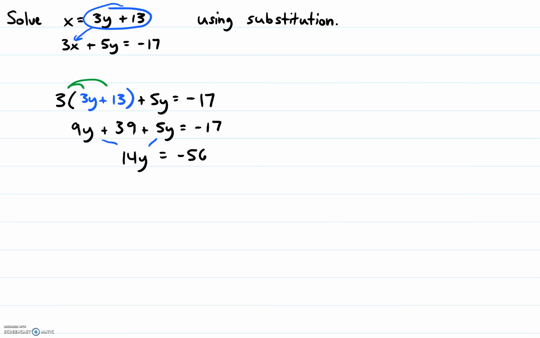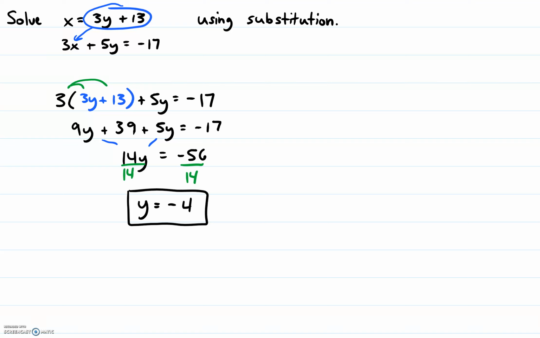Now we can divide both sides by 14 to completely isolate the y, because our goal here is to isolate the y, see what its number is, plug it back into one of the original equations, and get x also. We need to know the x and the y. And that's going to give us y is equal to negative 4. And so that's the first answer that we need here. But that's not the only answer we need. We also need the x value.